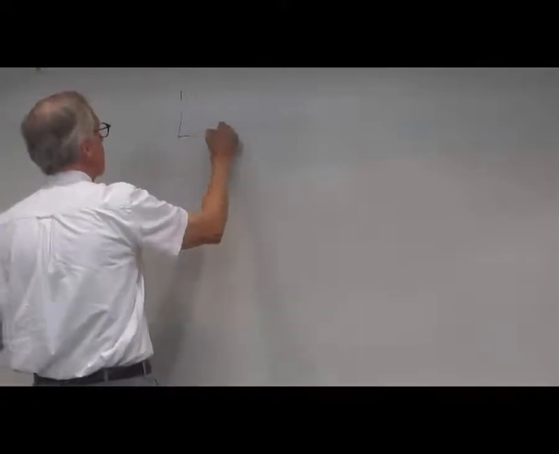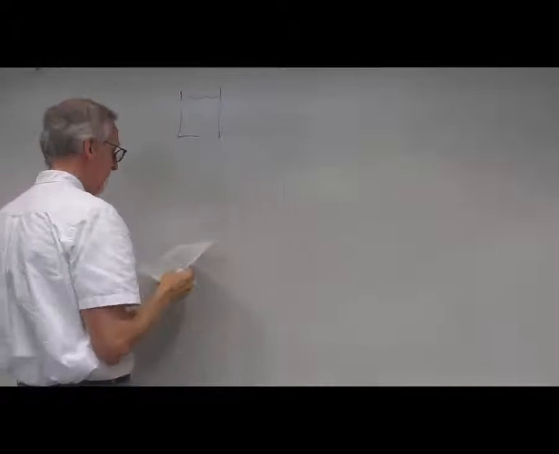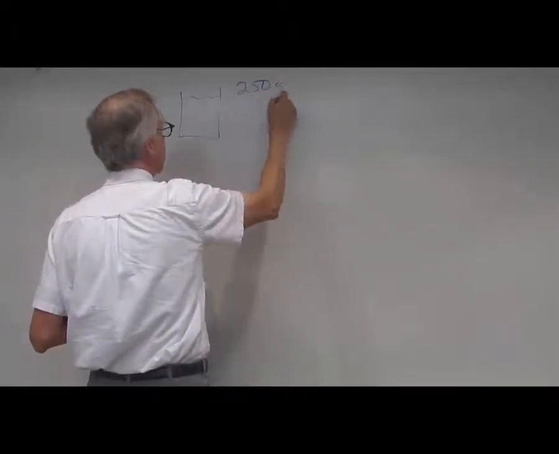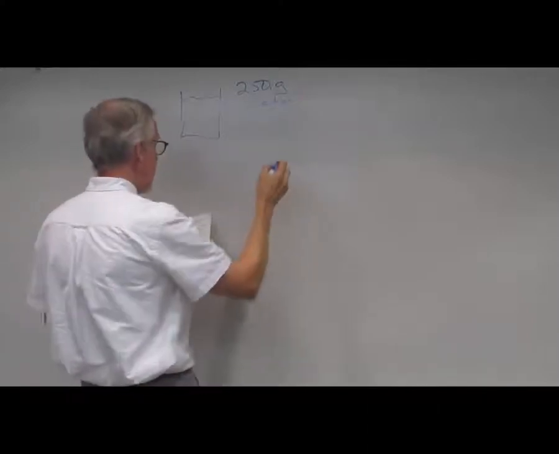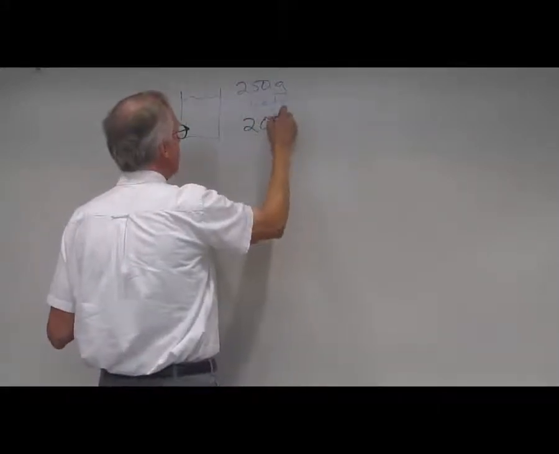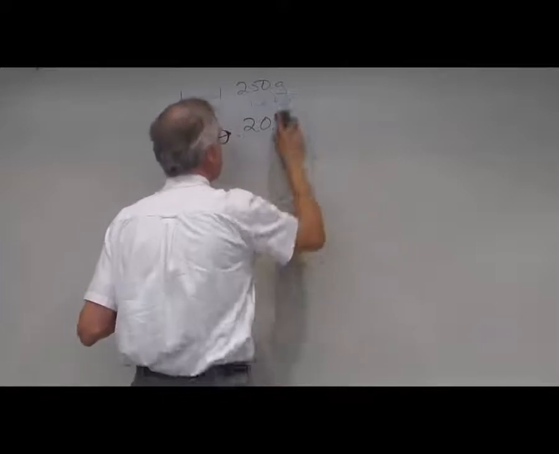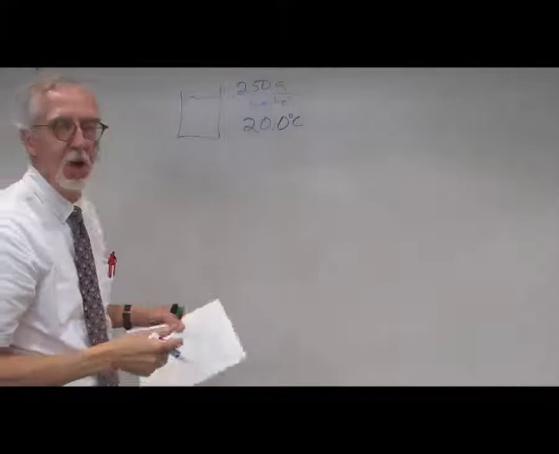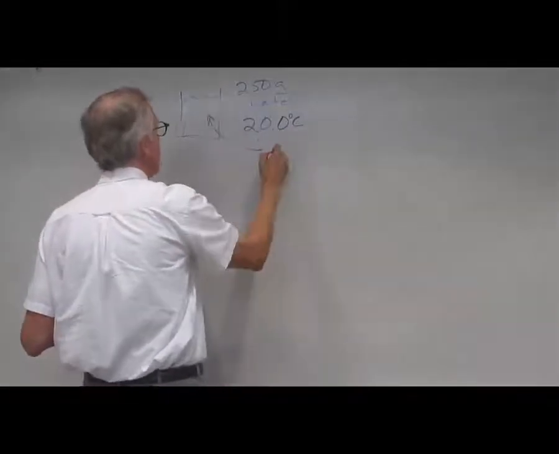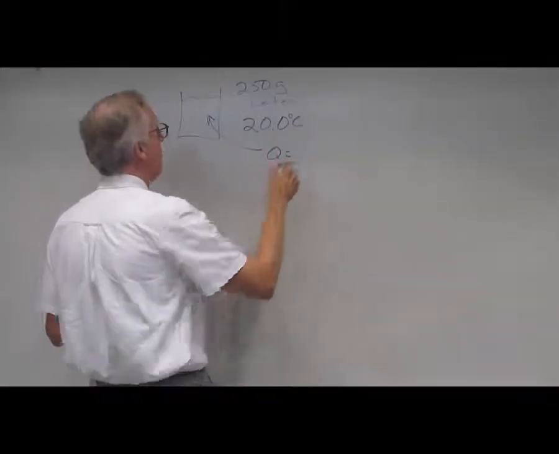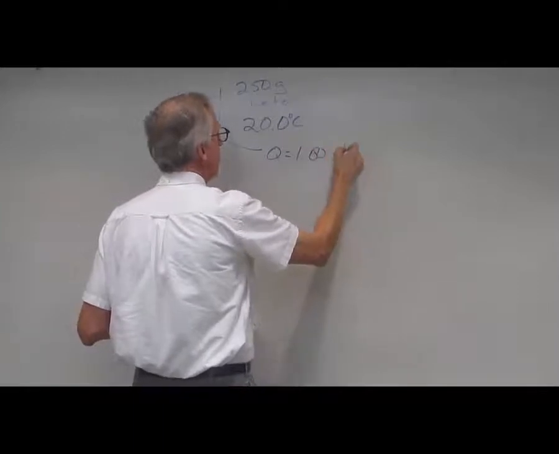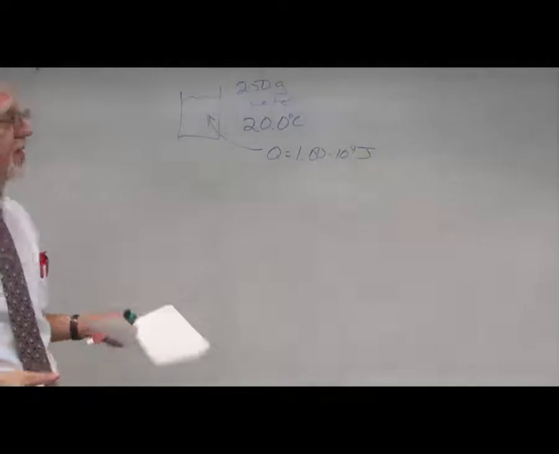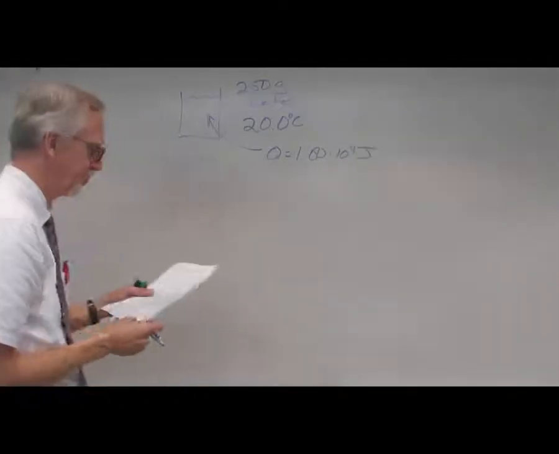Let's imagine that we have 250 grams of water, and it is at 20 degrees centigrade. We add to it an amount of heat of, let's say, 1 times 10 to the 4th joules. The question is, what is the final temperature of the water?